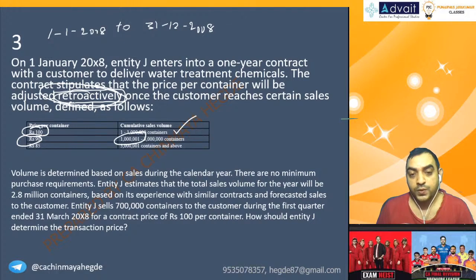Volume is determined based on the sales during the calendar year. There is no minimum purchase requirement. Entity J estimates that total sale volume for the year will be 2.8 million containers, based on its experience with similar contracts and forecasted sales to the customer. Entity J sells 7 lakh containers to the customer during the first quarter ended 31st of March 2008 for a contract price of 100. How should entity J determine the transaction price?